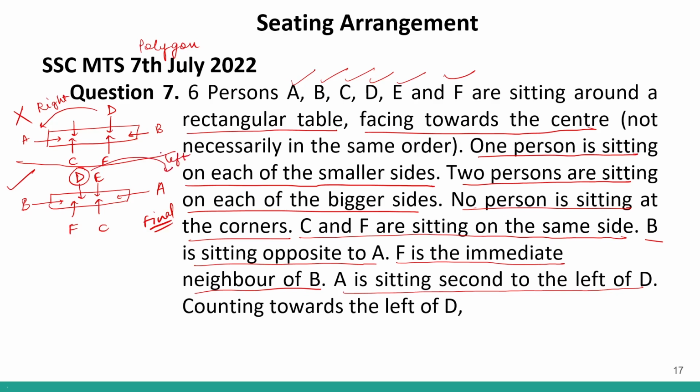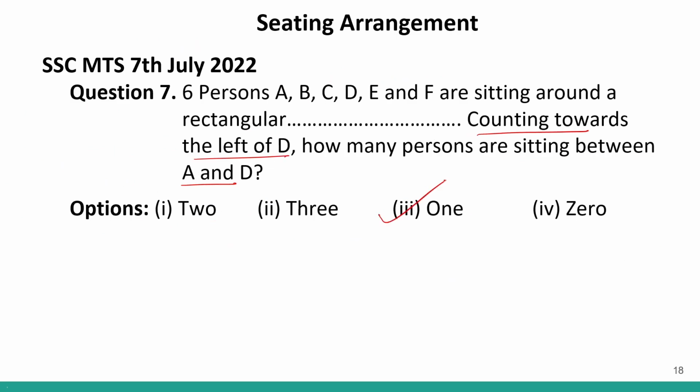And we have to find out how many people are between D and A. So A is over here. So between D and A towards the left, we have only one person, that is E. Correct? So now if I look at the options, we have only one person, that is E. So option number 3 will be the correct answer to this question. Clear? Option number 3 will be the correct answer.